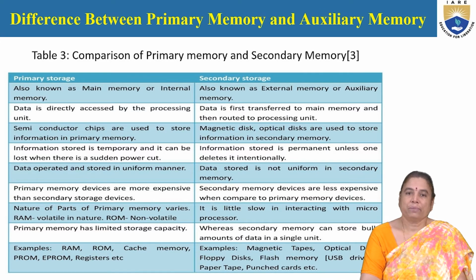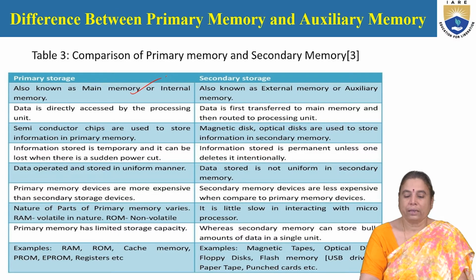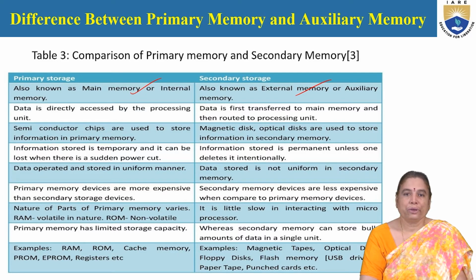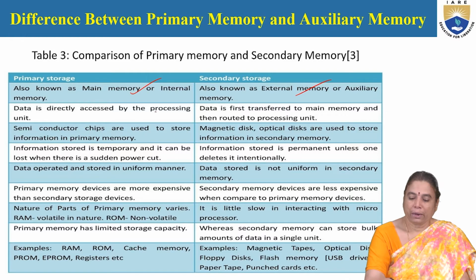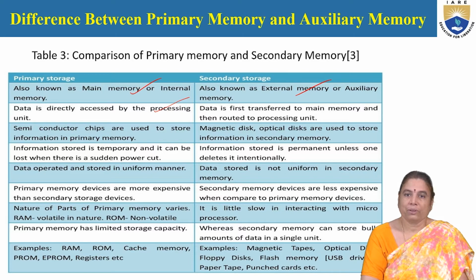So what is the difference between the primary memory and the secondary memory? Main memory and internal memory are other terms that can be used to refer to the primary storage. In case of secondary storage, external memory or auxiliary memory are the terms used. Next, data is directly accessed by the processing unit in case of the primary memory. But in order to access the data stored in the secondary memory, first it has to be loaded into the primary memory, and only then is it available to the CPU.